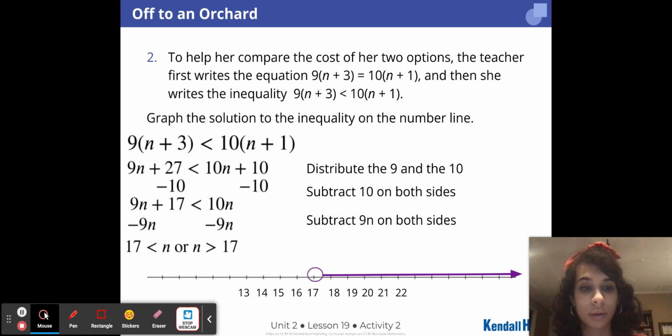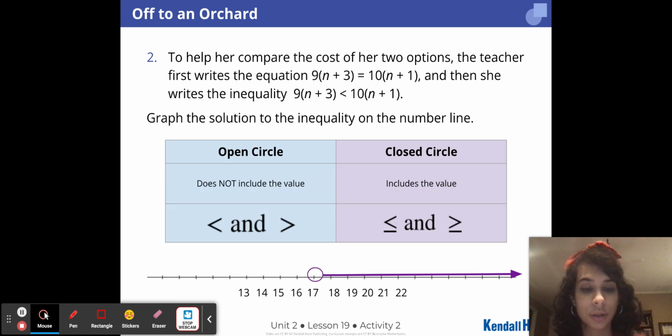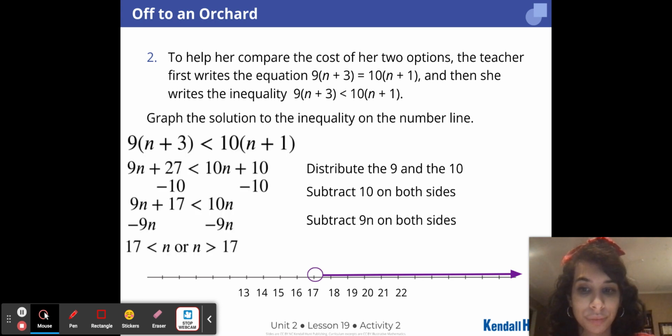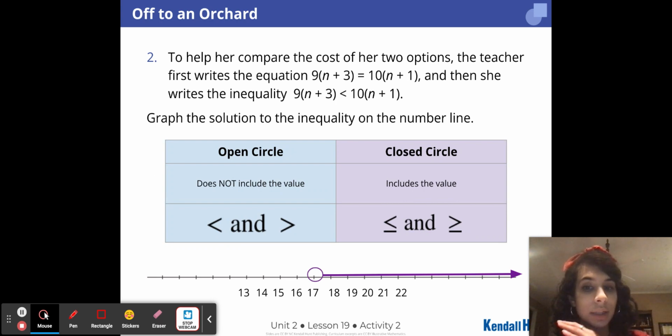So how did I know to draw my inequality? In this case, n is greater than 17. I am not including 17 in that value, right? I'm talking about anything that's greater than 17. I always like to use the example of your age. Let's say you have a sibling who is 10. That sibling is greater than 9 years old, right? He's not 9, he's greater than 9 years old. We're not including 9 because he's older than 9.